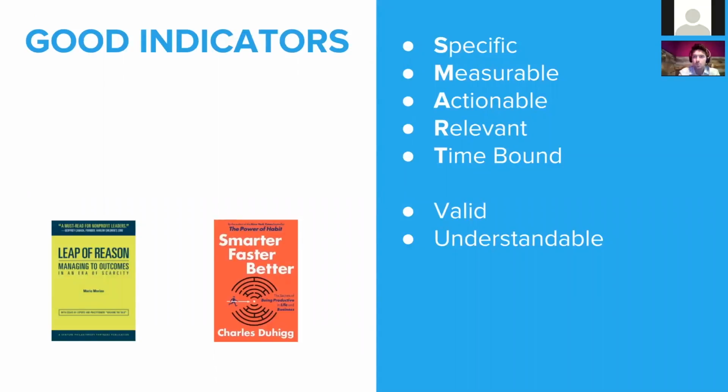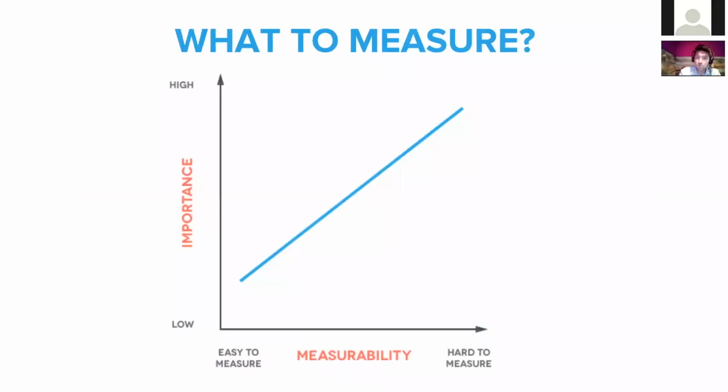And so this is why we need these good indicators, why we need the quote unquote smart metrics: specific, measurable, actionable, relevant, time-bound. Unfortunately, Google Analytics is fantastic at delivering you bunches of numbers. It's looking at the right numbers that are going to get us there. So what do we measure?